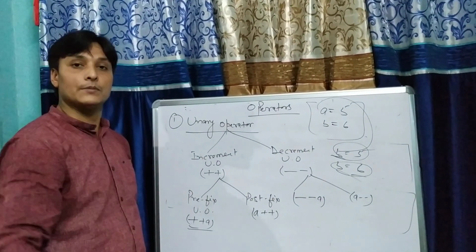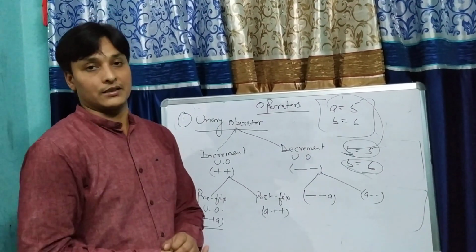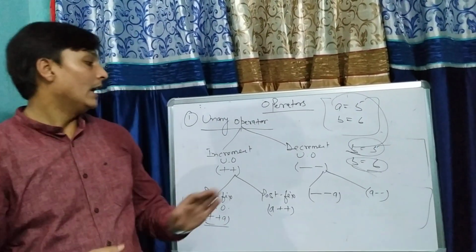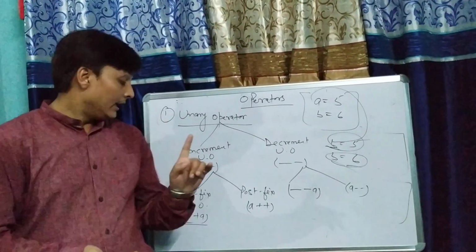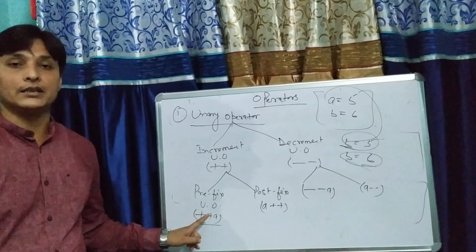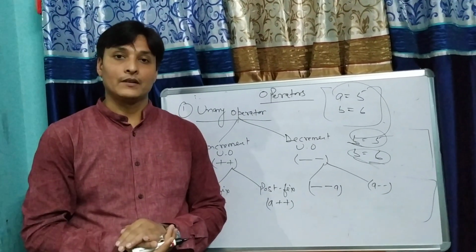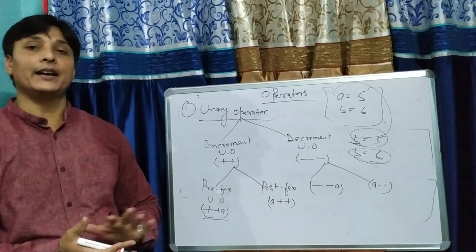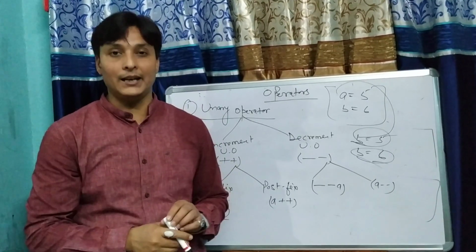Next time it will be increased by 1. So b plus 1 means 5 plus 1 is equal to 6. So this is the difference between prefix increment unary operator and postfix increment unary operator. The difference is that in the case of prefix unary operator, the value will be increased by 1 first and after that it will be assigned. While in case of postfix, the value will be assigned first, after that it will be increased by 1.